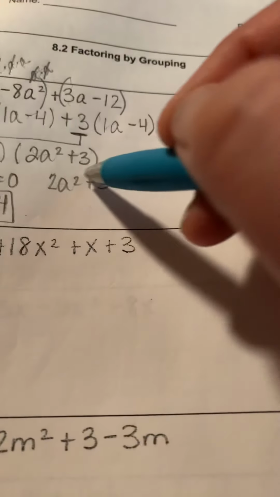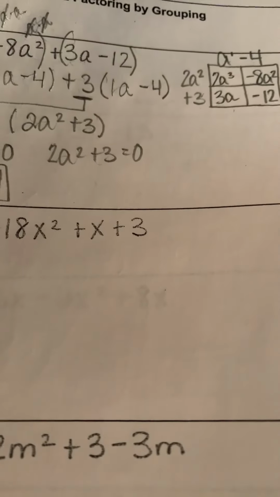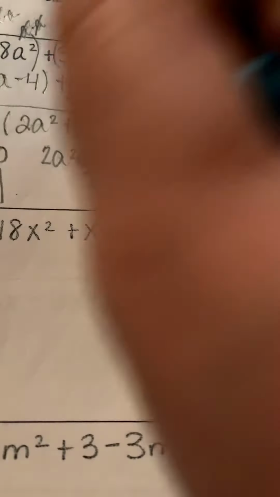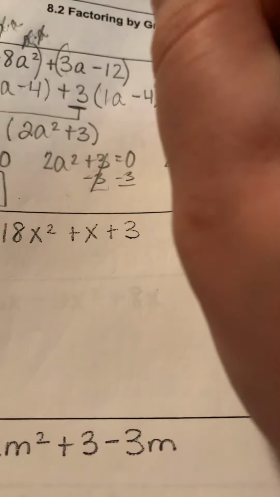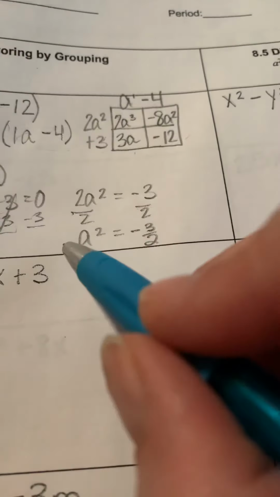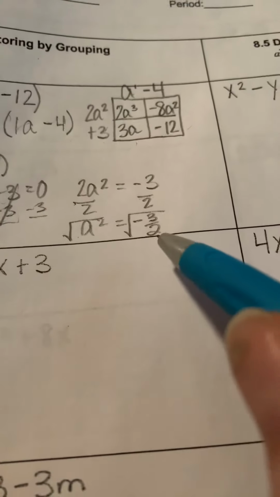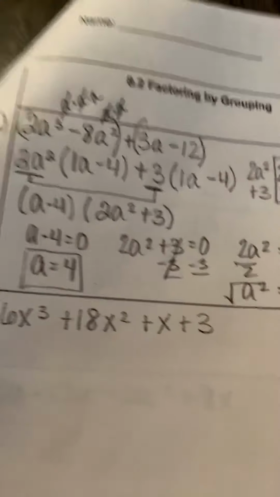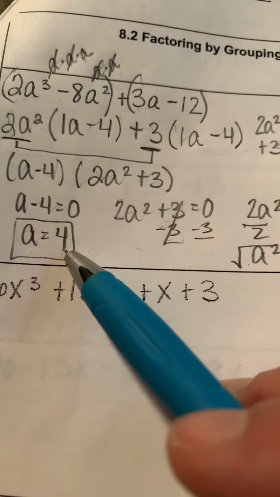Here, even though there's a squared term, we're still going to solve this like we would any other equation. So we're going to subtract 3 on both sides. So then we're left with 2a squared equals negative 3. We're going to divide both sides by 2. So then we're left with a squared equals negative 3 halves. Then to find out what a is, whenever you have a squared, you take the square root of both sides. But you cannot take the square root of a negative number. So therefore that is not a factor. So the only factor is a is equal to 4.